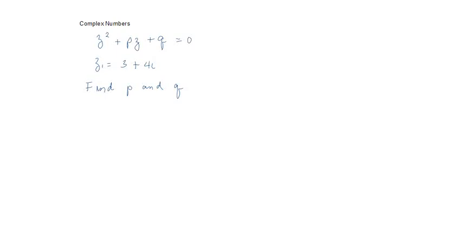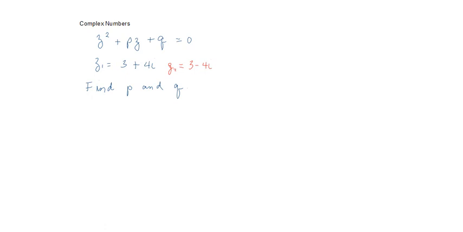Let's review complex numbers. Let's say we have the quadratic equation z squared plus pz plus q equals 0, and one of the roots is given to be z equals 3 plus 4i. Then we are asked to find p and q. One thing that you must remember is that in a quadratic equation with real coefficients, the roots are conjugates of each other. So we know that the other root shall be equal to 3 minus 4i.